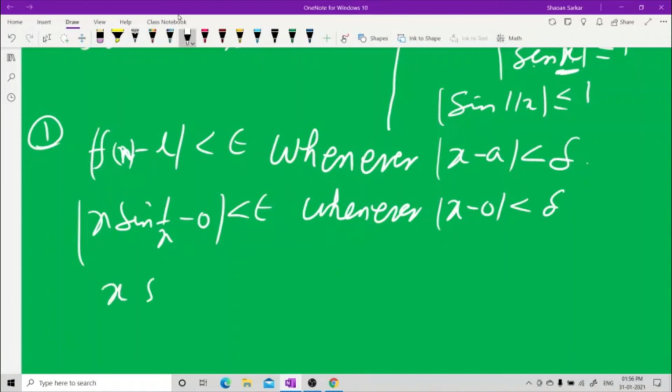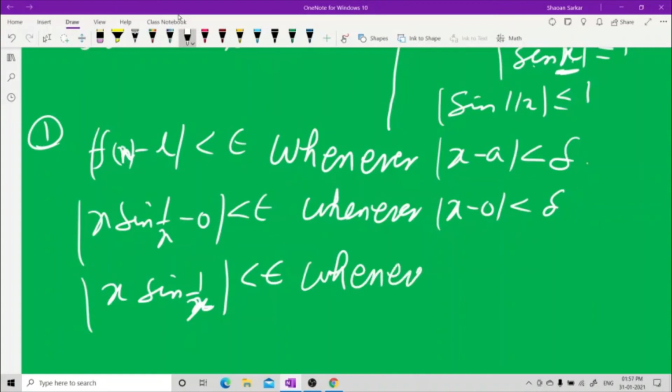Basically this means mod of x sine 1 upon x, because if you subtract 0 from something, you get that same thing, whenever mod x is less than delta. Now we will do the things. Epsilon is given to me; how will my delta be? Let me check.